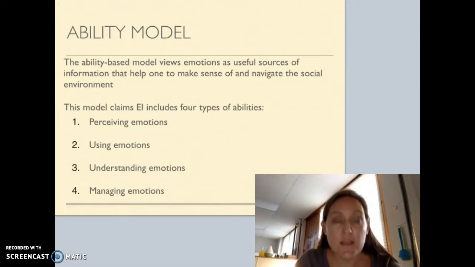The fourth one is managing emotions. This is the ability to regulate emotions in both ourselves and others. Therefore, the emotionally intelligent person can harness emotions, even negative ones, and manage them to achieve intended goals.